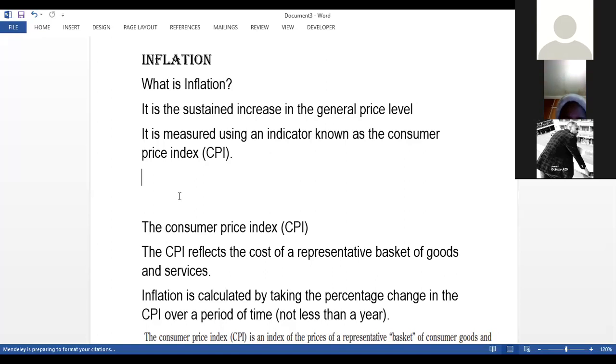All right. So by definition, inflation is defined as a sustained increase in the general price level. The definition has to be taken holistically. By sustained increase, we're not just looking at a minor increase, maybe in the price of one good within the economy, but it has to be the general price level. And the general price level is measured by a metric which is referred to as the consumer price index.